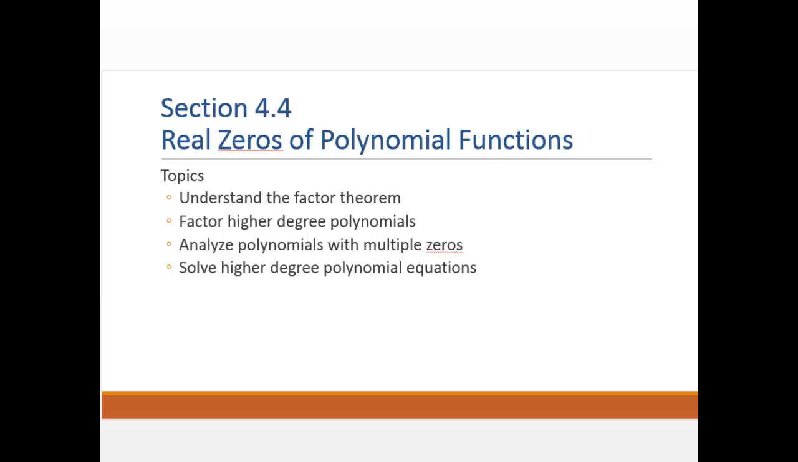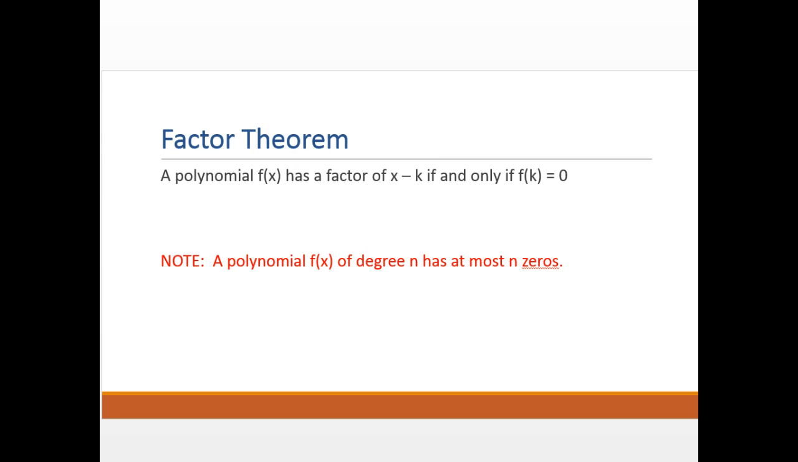This is section 4.4, real zeros of polynomial functions. These are the topics we're going to cover in this lecture. Our factor theorem, which is huge in algebra, says a polynomial f of x has a factor of x minus k if and only if f of k equals 0. So a polynomial f of x of degree n has at most n zeros. These are two properties we're going to need to know as we approach this section.